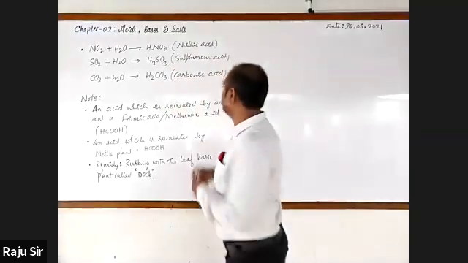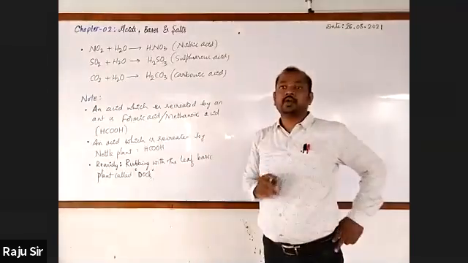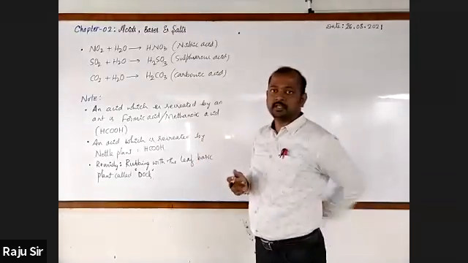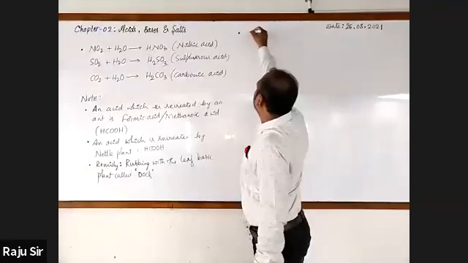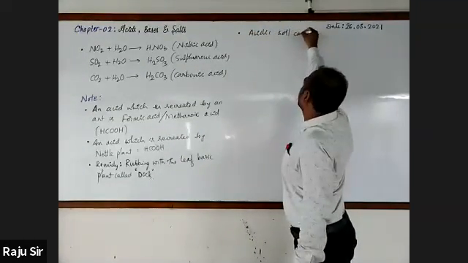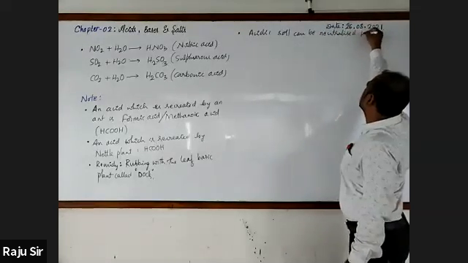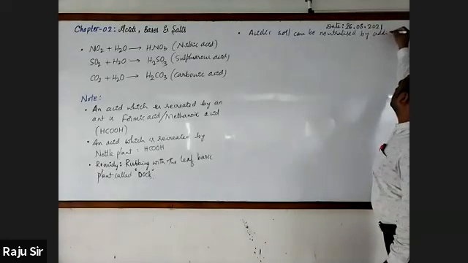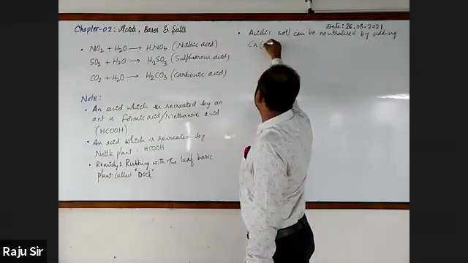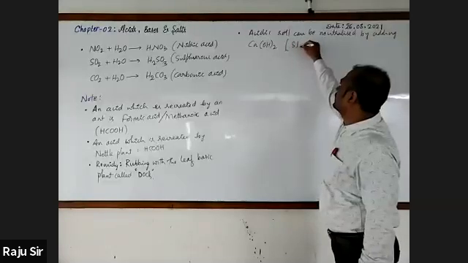Then another point, how to neutralize the acidic soil? By adding calcium hydroxide or calcium oxide. Right. Acidic soil can be neutralized by adding calcium hydroxide, Ca(OH)2. It is slaked lime.